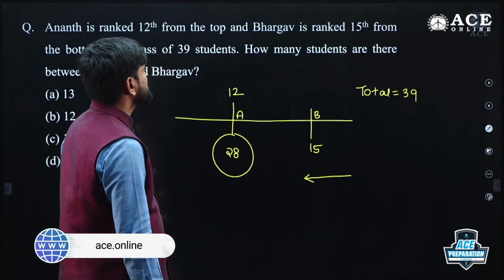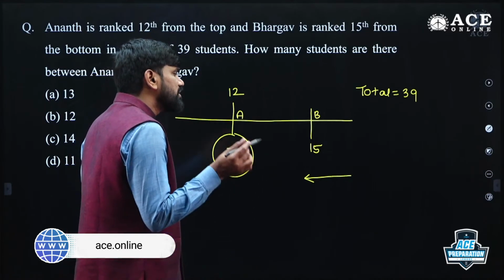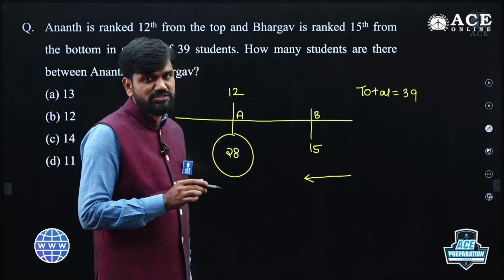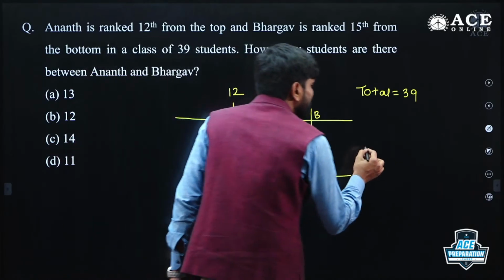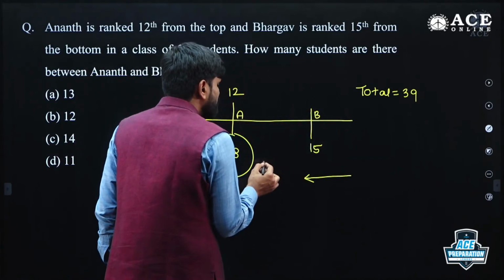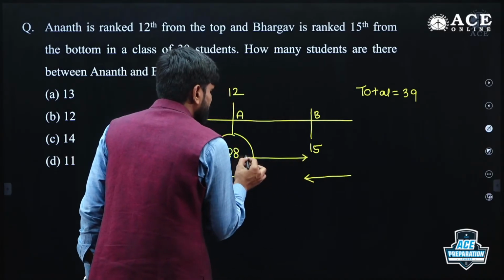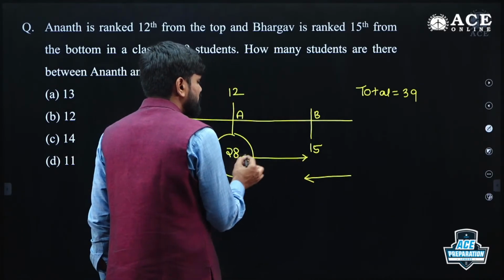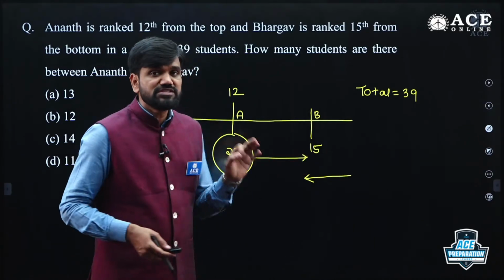Now the question is, how many students are there between Anant and Bhargav? Just remember, between two people, if you want to know how many are there, you just look at their positional difference. What is the positional difference over here? 15 and 28. The difference is 13.